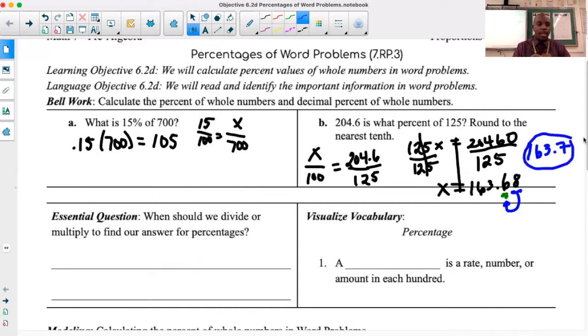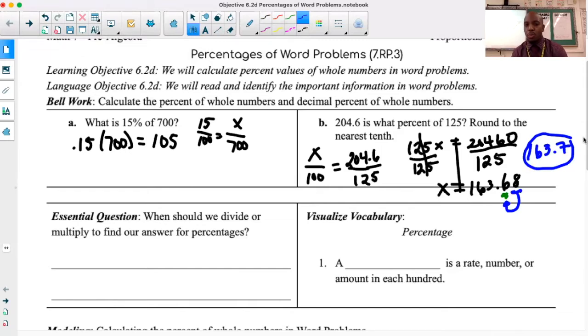163.7. All right. Once again, ladies and gentlemen, whether you decide to do percent over 100 equals part over whole, or know that you can turn the percent to a decimal and multiply it by the whole, I would recommend you always try to set it up as percent over 100, part over whole, because you're looking for one of those three. Either you're looking for the percent, the part, or the whole. Why do I say that?